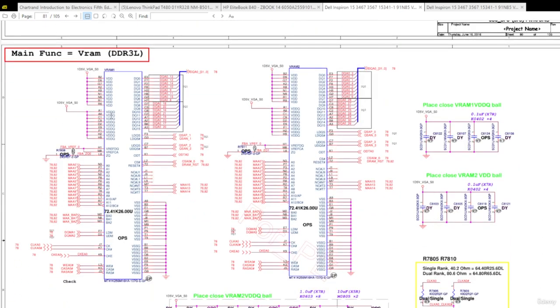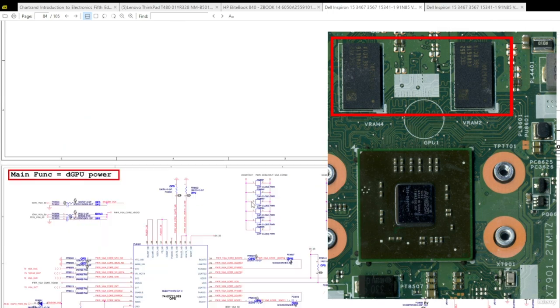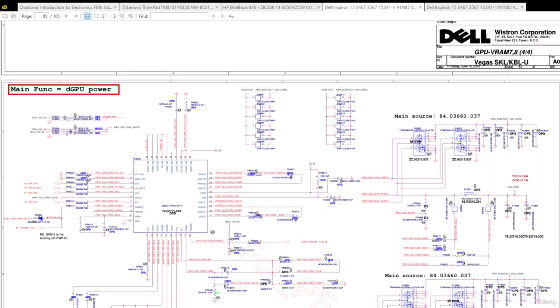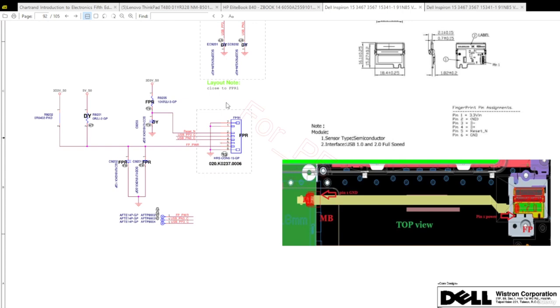Here we have the graphics RAM, those RAM slots on the motherboard for the graphics. Down here we have the power for the graphics card, that's why it's called GPU power. So the chip that makes this power is shown up here. Then down here you have the fingerprint, its communication is shown up here.